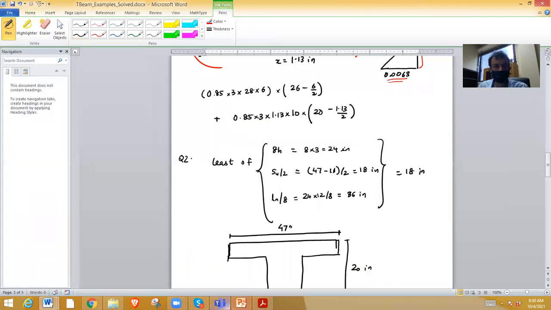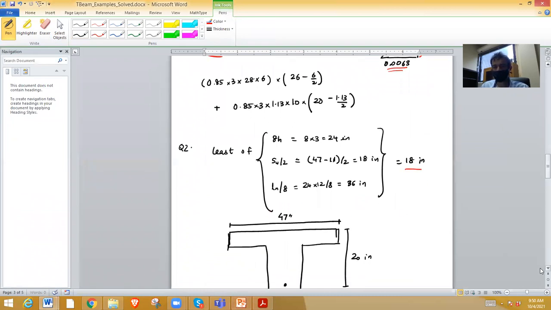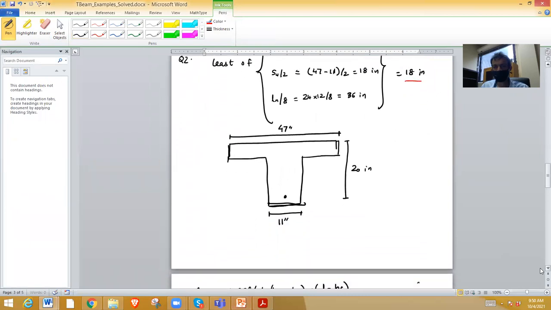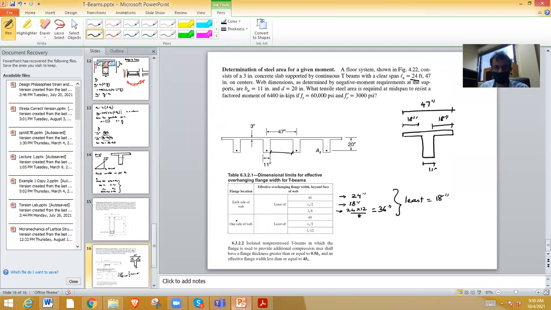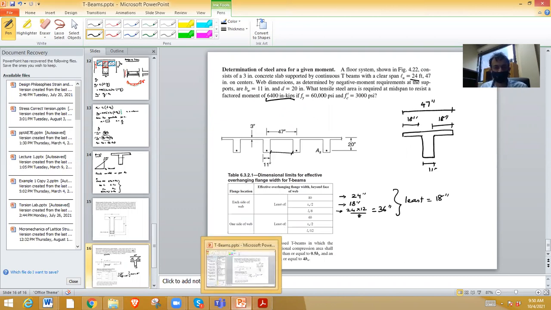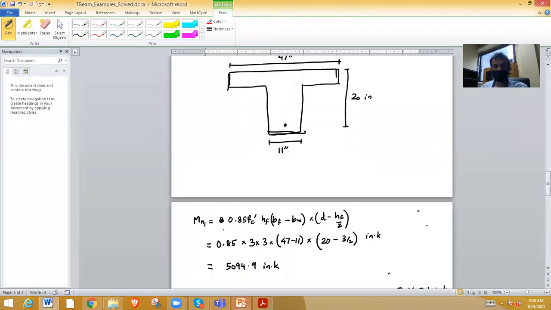Now let's see how to do it. First, I calculated the effective flange width. Then what is the next step? As we said, what is our design moment? The design moment was given to be 6,400 inch-kips. So we have to design for this much positive moment. How to do that? First calculate Mn1, like I said.